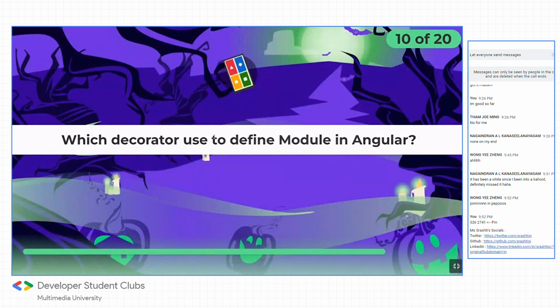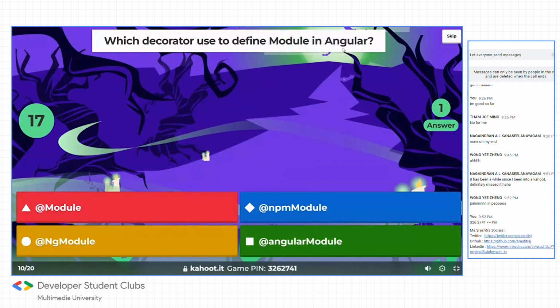Which decorator is used to define a module in Angular? We talked about it.